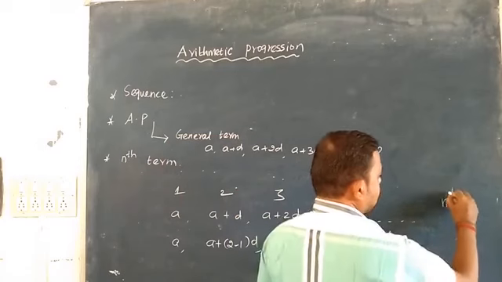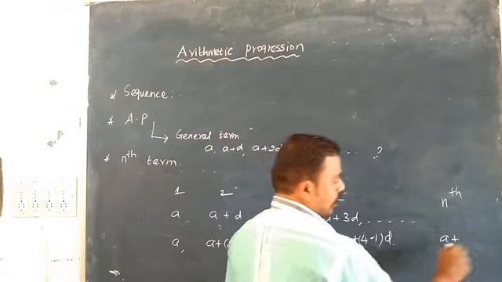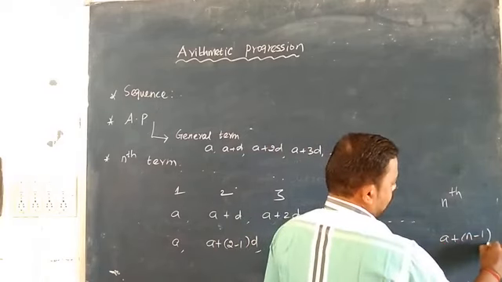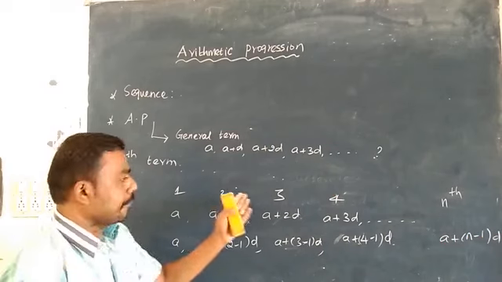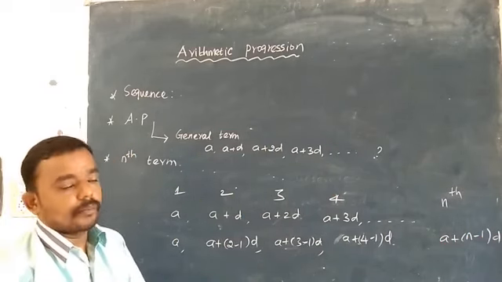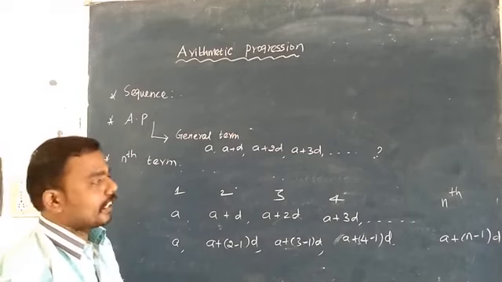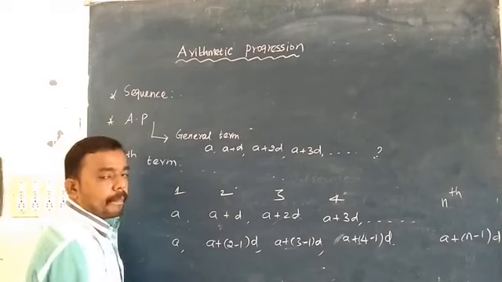Similarly, the nth term is A plus, instead of a number, here you have n. So this is the nth term in the AP. Now we need to find the last term of the AP. It's a finite arithmetic progression, so we need to find the last term.